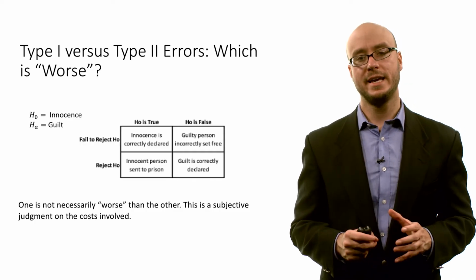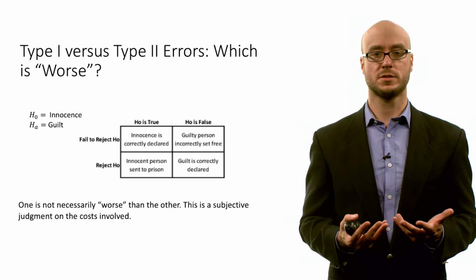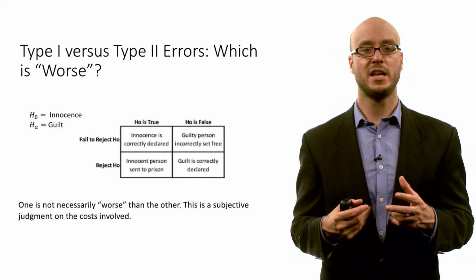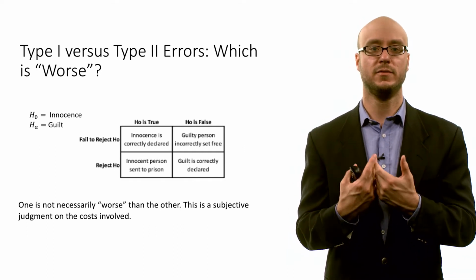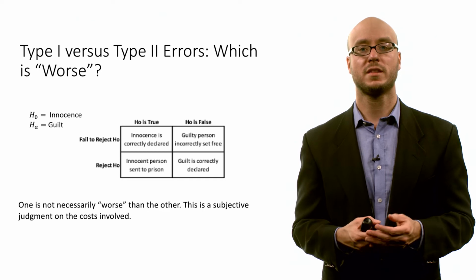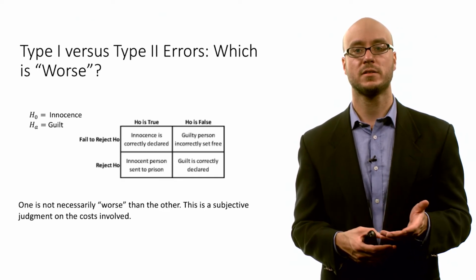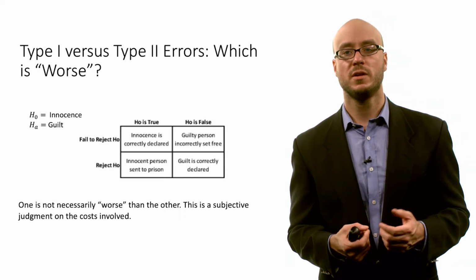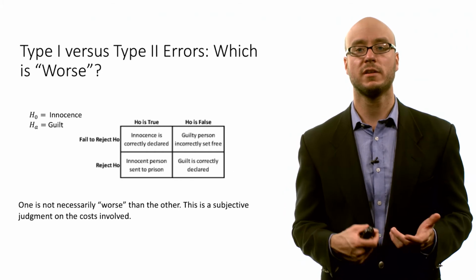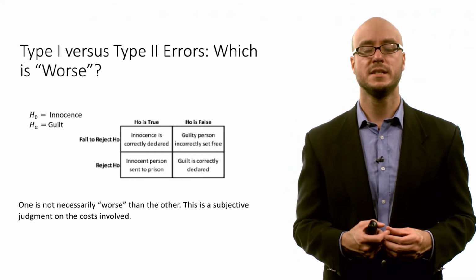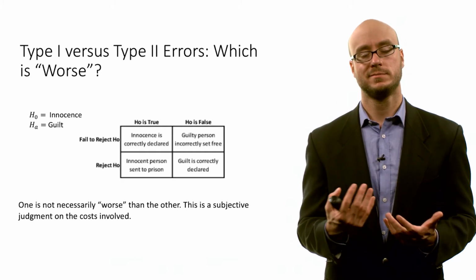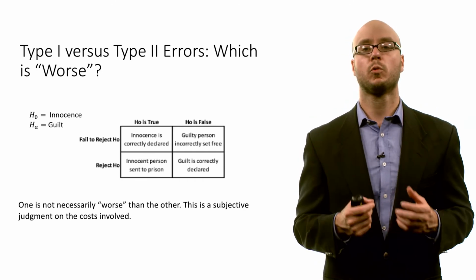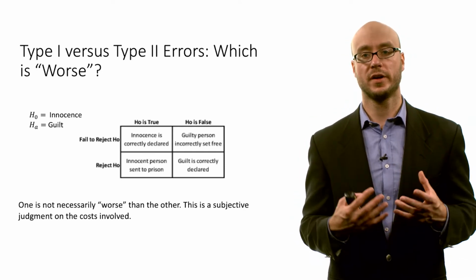Now, the key point here is that you might think, what is worse? A type 1 error, a false alarm, or a type 2 error, a misdetection? Well, sometimes people find it useful to think in the context of the law. You can think of an innocent person being correctly declared innocent, or guilt being correctly declared. But then you also have these two other scenarios in which a guilty person is incorrectly set free, or an innocent person is sent to prison. Now the question you might ask is, which one is worse, false alarm or misdetection? One is not necessarily worse than the other. This is a subjective judgment on the costs involved.